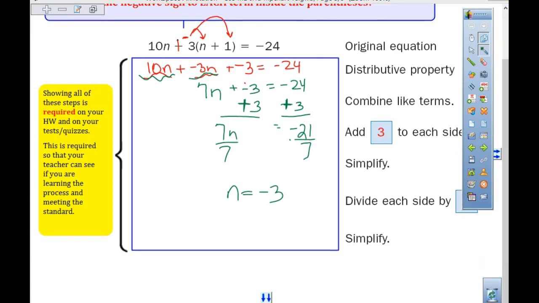So if n is equal to negative 3, showing all these steps is required on your homework, on tests and quizzes. This is required so that your teacher can see if you are learning the process to meet the standard. It is really easy for some of you to say, I just did it in my head or I did it in my calculator. I need you to write all this down, okay? That's what I'm going to be looking for.